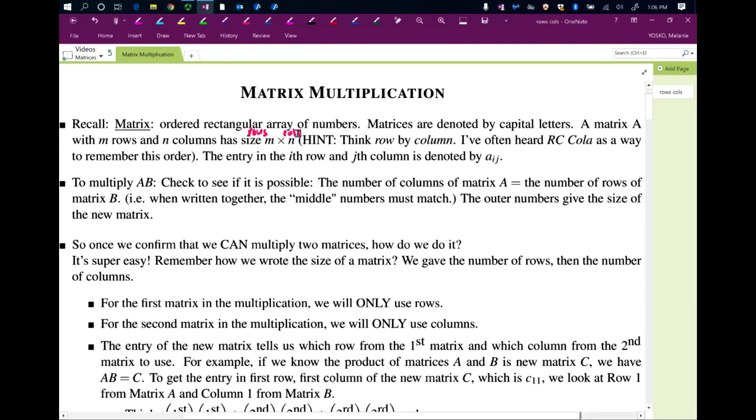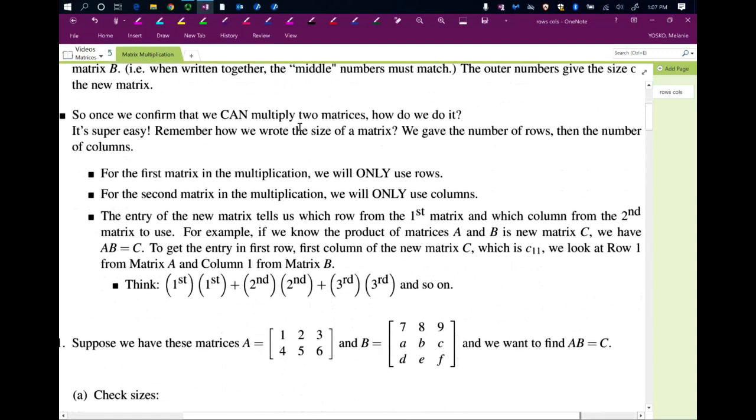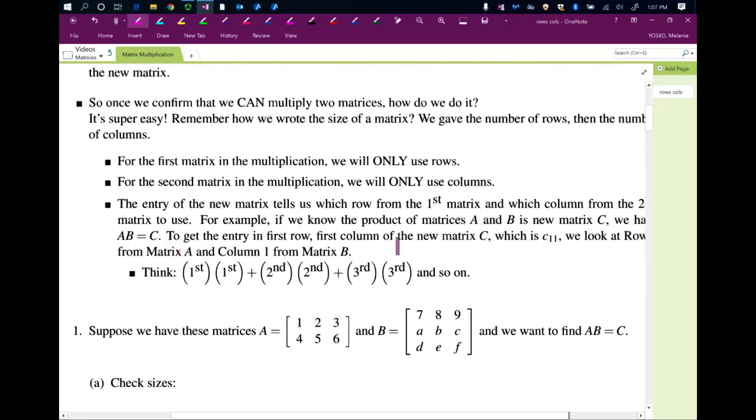So once we see we can multiply two matrices, how do we do it? Well, in the first matrix, we're only going to use rows. In the second matrix, we only use columns. And then we're always going to multiply. We're going to do first times first, plus second times second, plus third times third. Okay, and then when you're looking at the new matrix, if the product of A and B is some new matrix C, then we know that C11 comes from row 1 of A and column 1 of B.